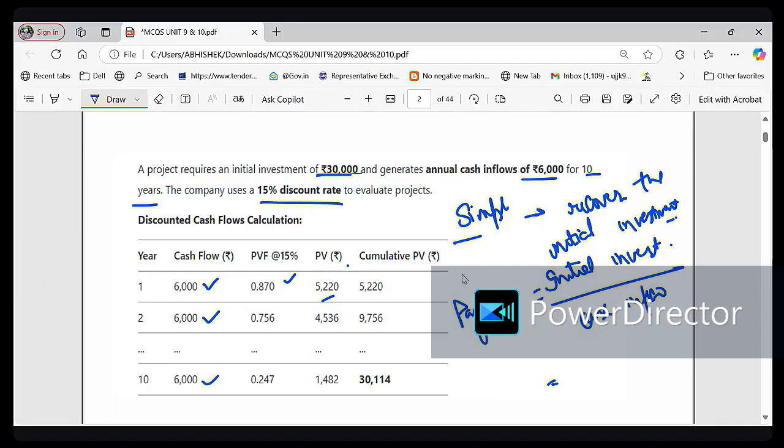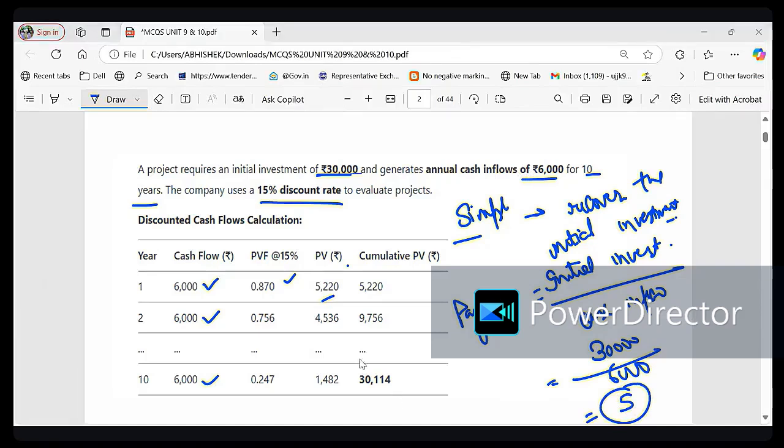So in this case, the initial investment is, as you can see, 30,000, right? Initial investment is 30,000. Annual cash flow is 6,000, right? So divide both of them, you will get what? You will get 5, right? So this 5 is what? 5 is a simple payback period, 5 years. So this 5 year is the simple payback period.